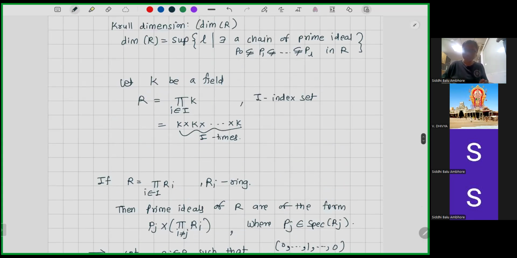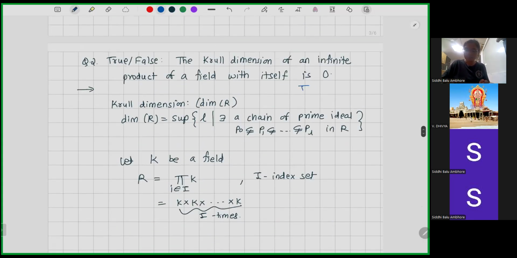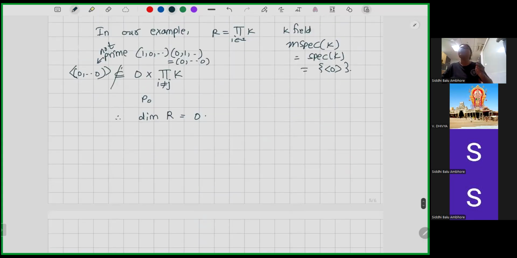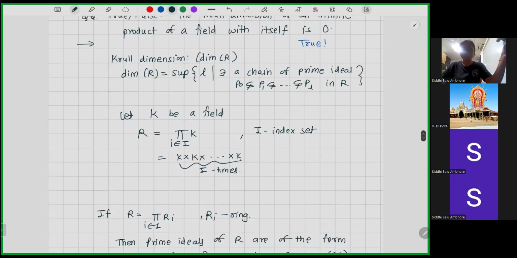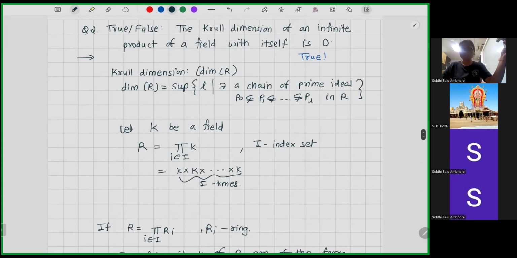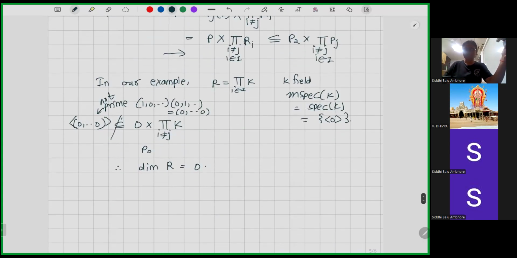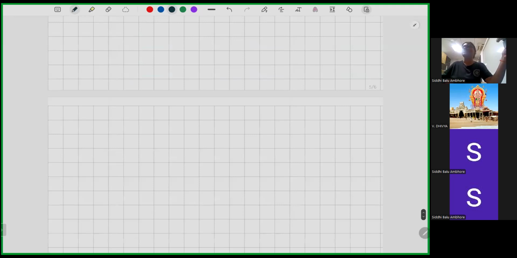So this statement is actually true. The dimension of an infinite product of fields, or a field with itself, is 0. And this is not just about a field with itself. You can take any field and try this and it will still be true. So for a product of infinitely many fields, the fields may be the same or may be different, all of them will have dimension 0. So these are some zero-dimensional rings. You can see this and keep in mind that these are zero-dimensional rings.